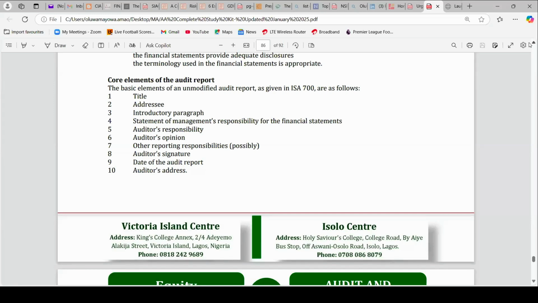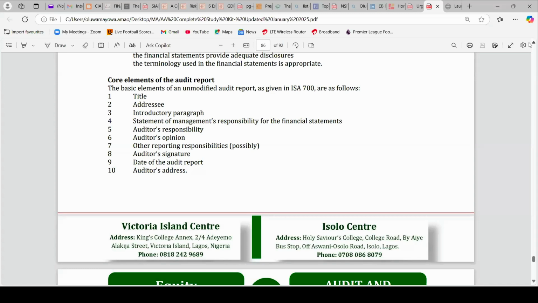From looking at the evaluation method, we look at the overall review of financial statements. We said there are general review and specific review. Then we also look at audit reports, ISA 700 and 701.